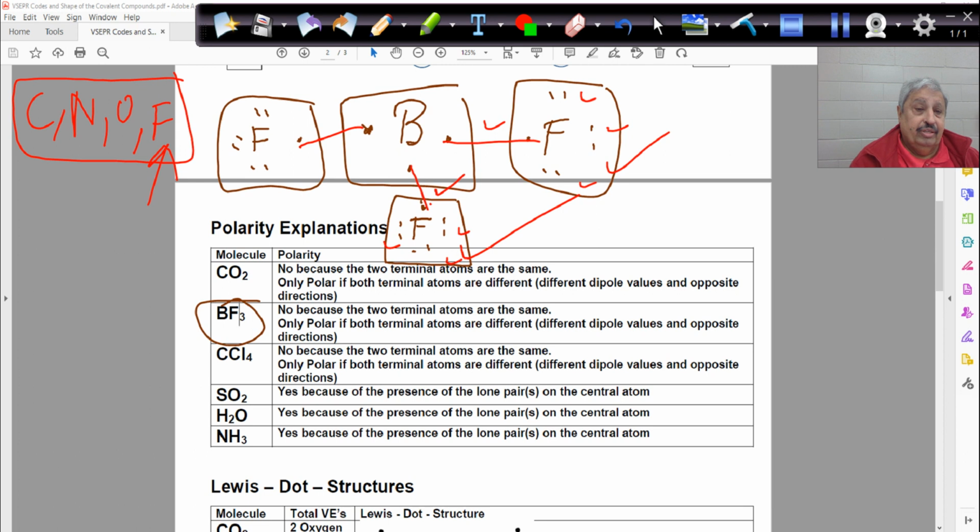Octet rule is good. How about this one here? Three sets non-bonding, and one set is bonding. This is 8. Okay, so the fluorine is good. Boron, we don't care about boron. Okay. How many valence electrons does boron have? Somebody calculate how many valence electrons.